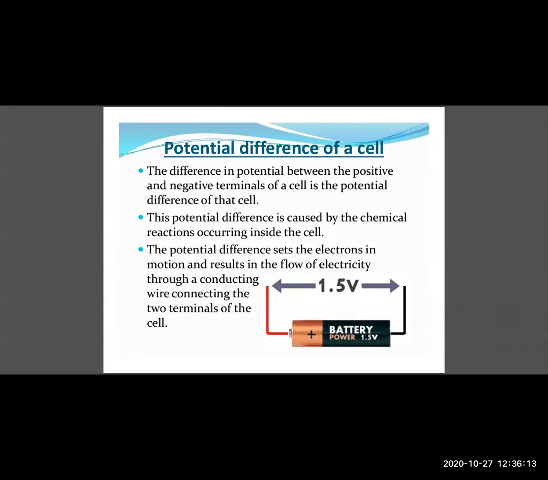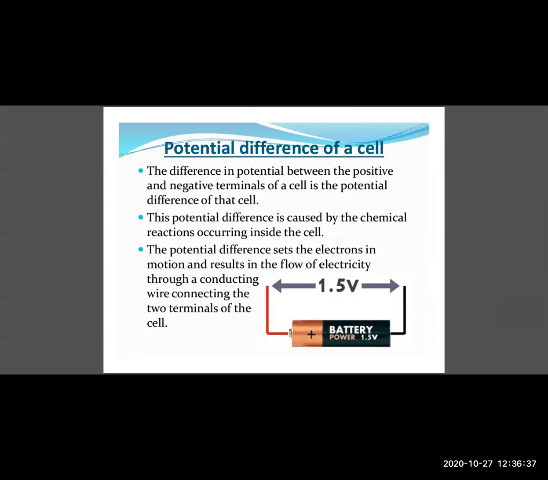You must have seen the cell has two terminals on the opposite ends, right? One of them is a positive terminal, and the other one is a negative terminal. The positive terminal has a small cap at the top, and the negative terminal is flat at the bottom. So if you connect a wire across these two points, electricity will flow through the wire.